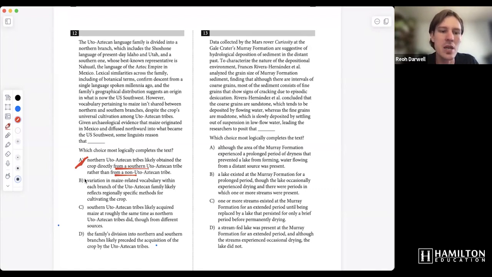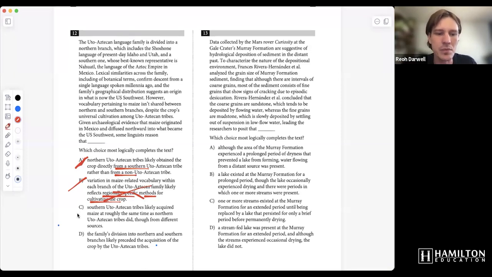B, this is way too radical of an inference, right? This is not a very safe one. Okay, reflects regionally specific methods for cultivating the crop. How do we know that that would change the way that we refer to the term? Why wouldn't they already have different botanical language if they had regionally specific methods of anything, right? So B is a wild inference.